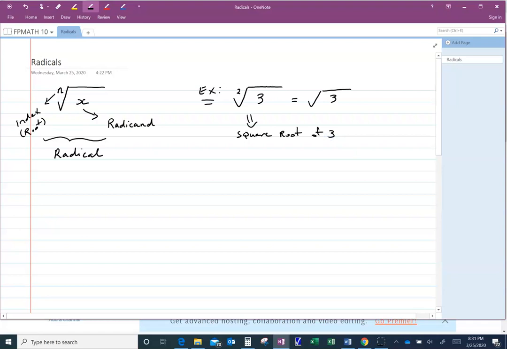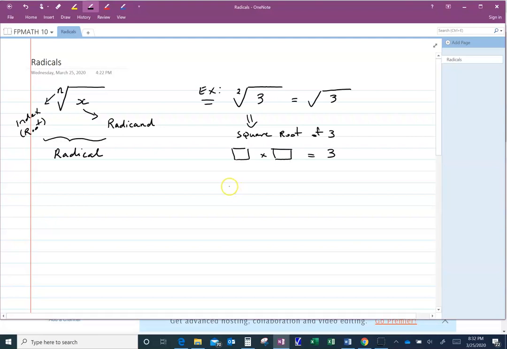Basically what it means is, what number times itself twice, because it's a square, will give you 3. Well, that number is not a whole number, it is a decimal number, but that's okay, there's nothing wrong with that.